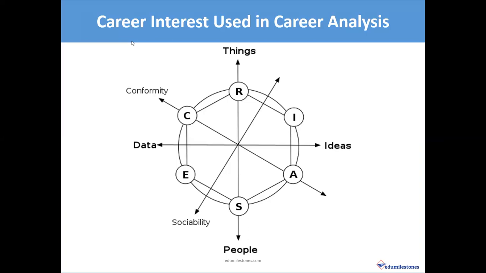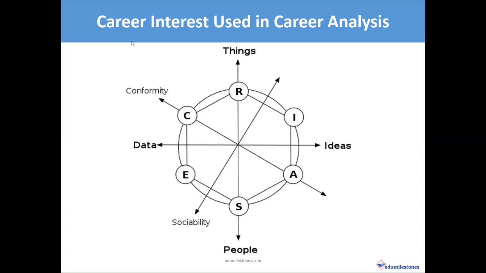Now, we will be using John Holland's model to do a career analysis based on the career interest of an individual. So what is interest? Interest is about enjoying doing something, liking to do something, preferring to do something or desiring to do something. Correct? Right. Okay. So we are going to work on it. What kind of interest will a person have more? And when we use the John Holland model, John Holland states that there are six interest factors available in each and every one of us. You and I are not an exception. All of us possess these six interest factors.